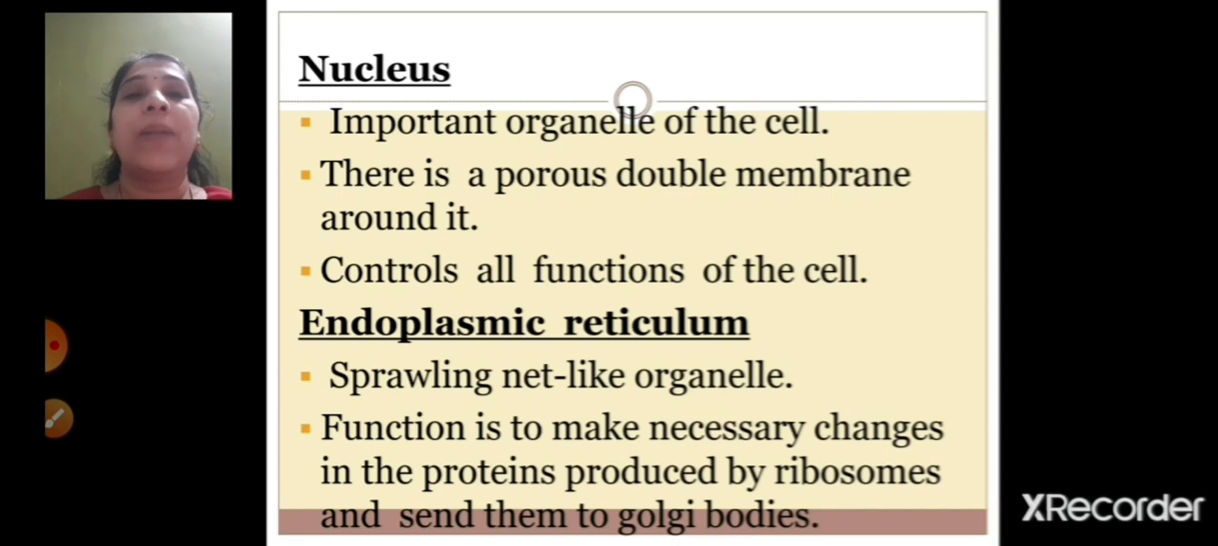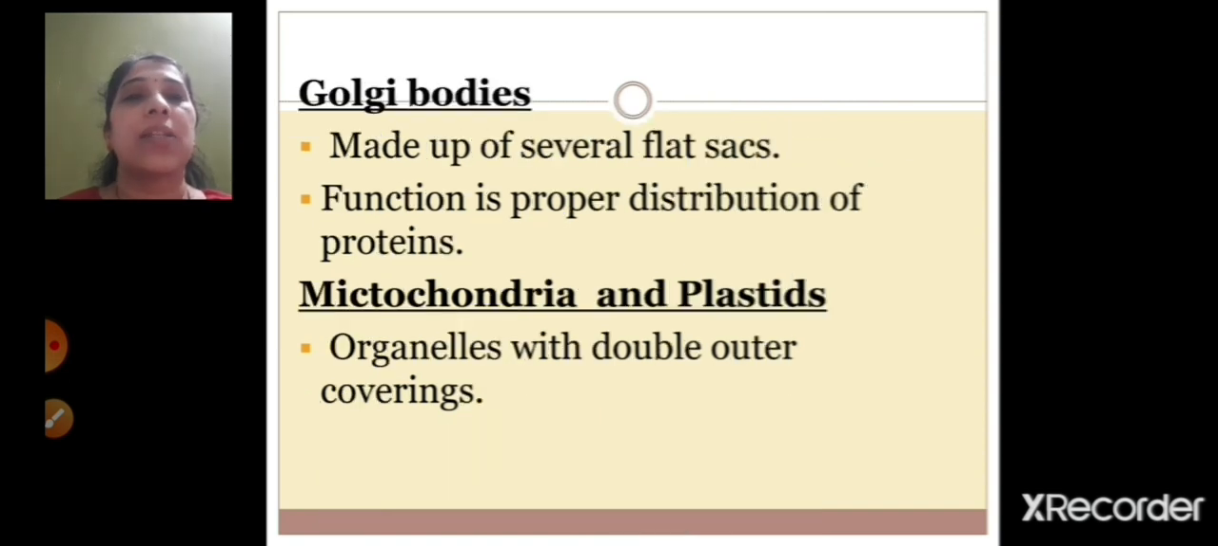Now what is the endoplasmic reticulum? It is a sprawling net-like organelle. As I told you, sprawling means it covers a large part of the area, and its function is to make the necessary changes in the proteins which are produced by the ribosomes, and then it is sent to the Golgi bodies. Now what are Golgi bodies? Golgi bodies are made up of several flat sacs. Sacs means it has a pouch-like structure, and its function is proper distribution of proteins.